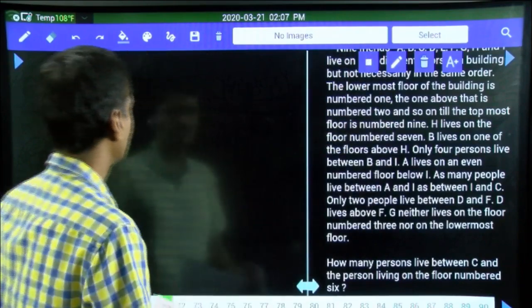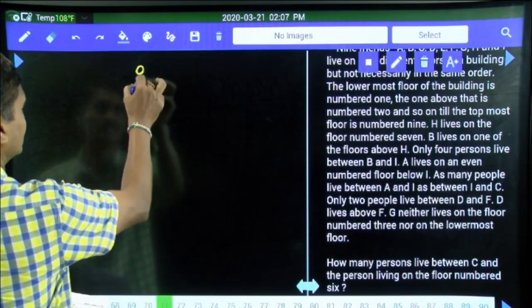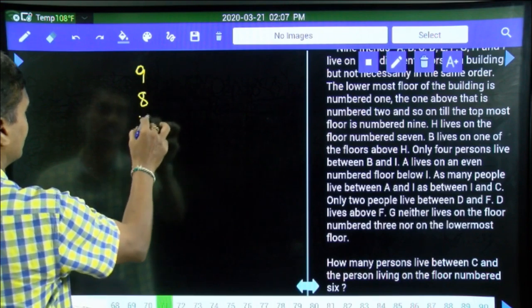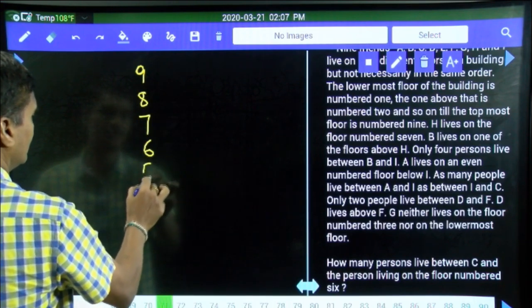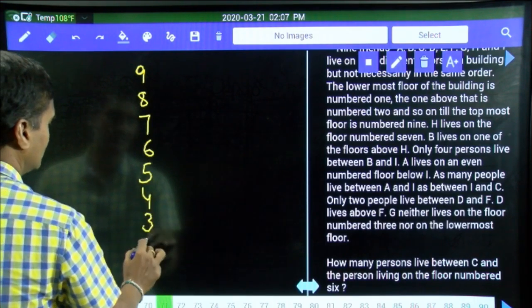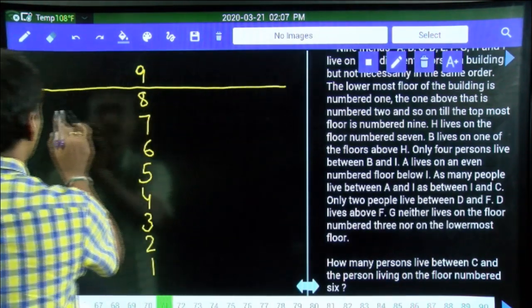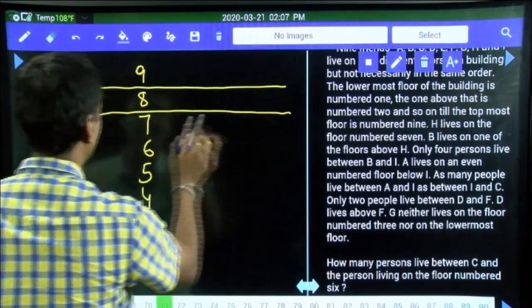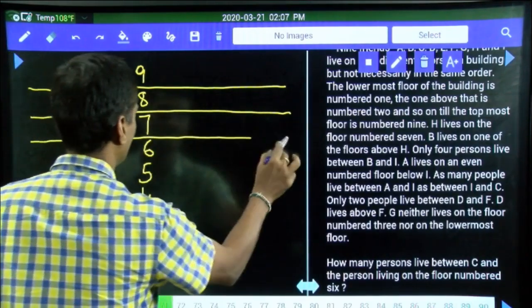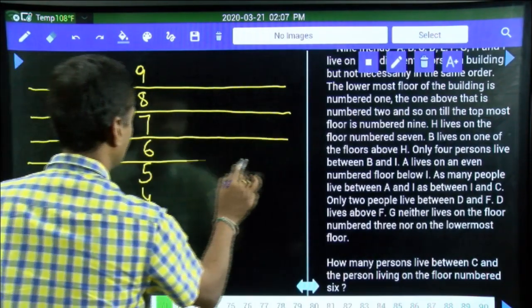Now let us write down the floors at the center. 9, 8, 7, 6, 5, 4, 3, 2 and 1. All together how many floors? 9 floors. 9 persons are living on these 9 different floors. 9, 8, 7, 6, 5, 4, 3, 2 and 1. Isn't it?